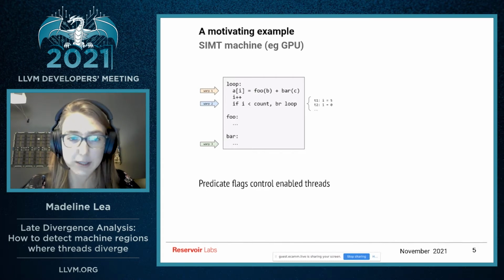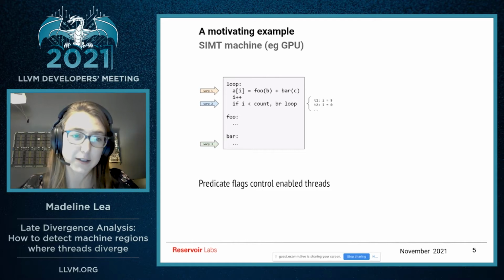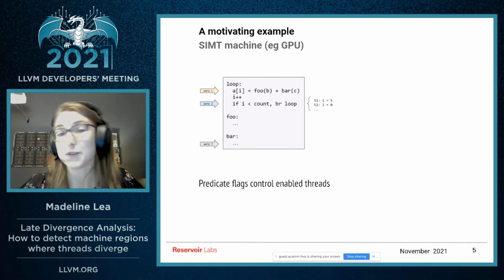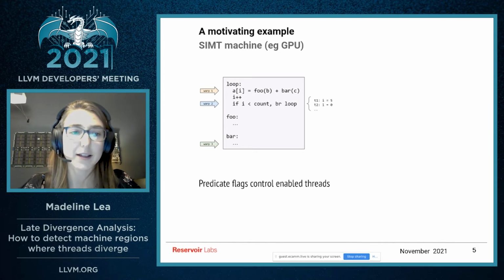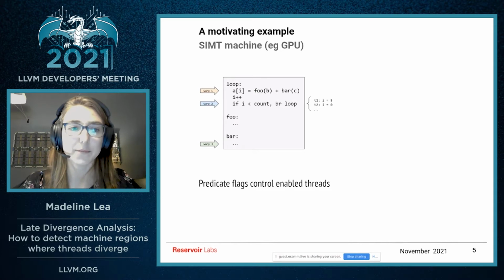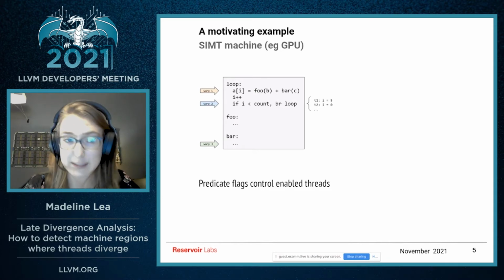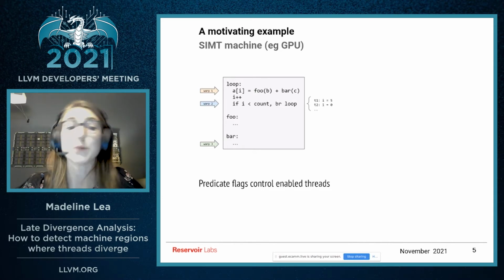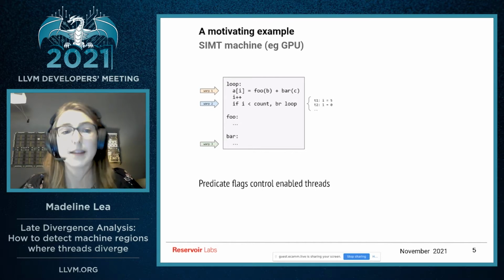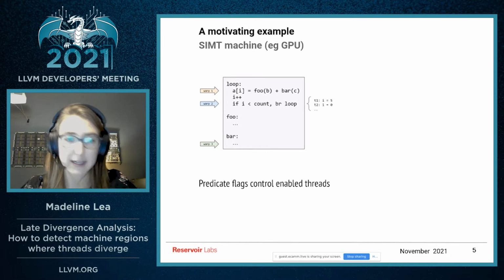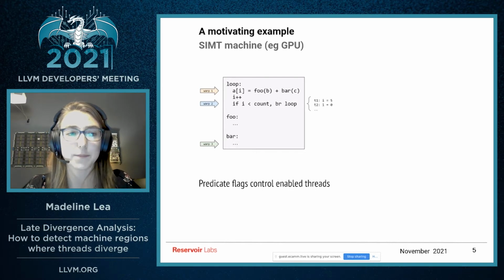If you look at warp 2 in the diagram, all of its threads are executing at that same if statement, but they may have different input values for I, count, etc. And so they can disagree on the branch condition, even though they must all branch together. The way that this divergence is typically handled in machine code is with predicate flags. Each thread in a warp has an associated flag that controls whether it's enabled or disabled at a given point. And you can imagine these predicates can add considerable complexity to the generated code.